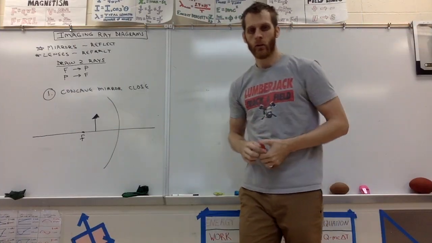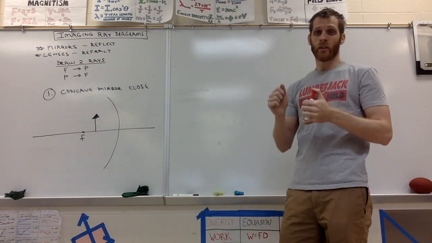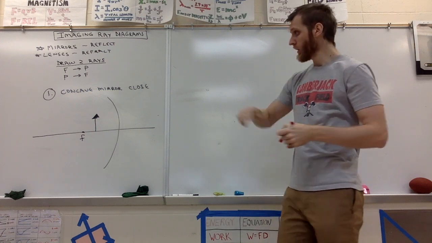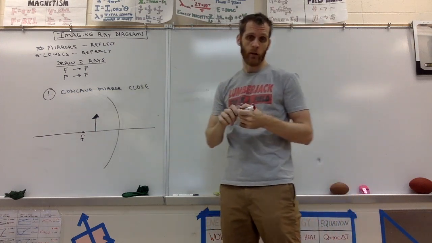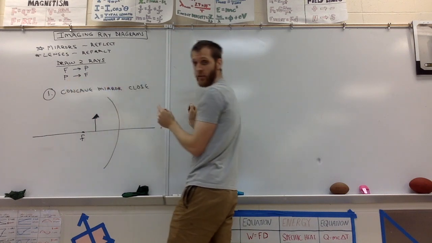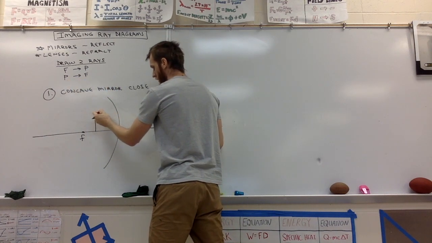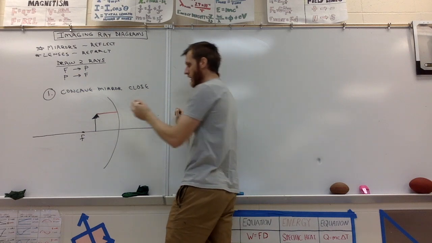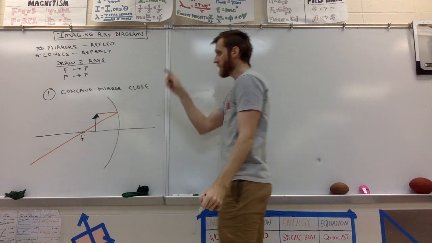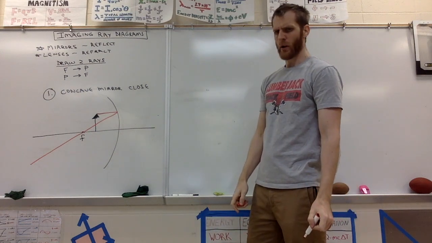Now, the second case we're going to look at is, what if you're really close to the concave mirror, like inside the focal point? What happens then? Well, we're going to use the same two rays to draw a ray diagram. I'm actually going to do the second one first because it's a little easier. So first I'm going to draw a line parallel to the principal axis. It's going to hit the mirror. It's going to reflect through the focal point.